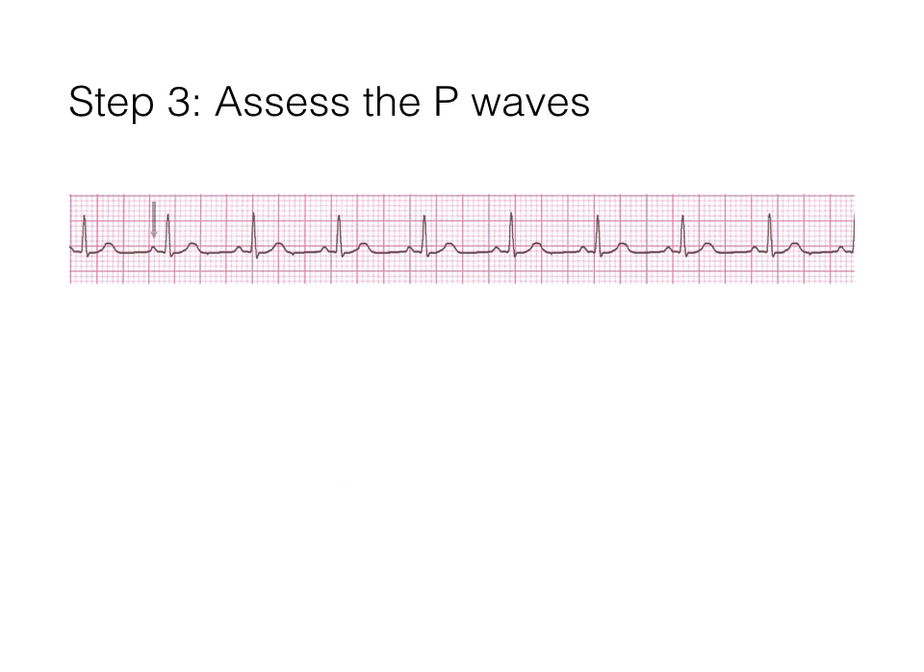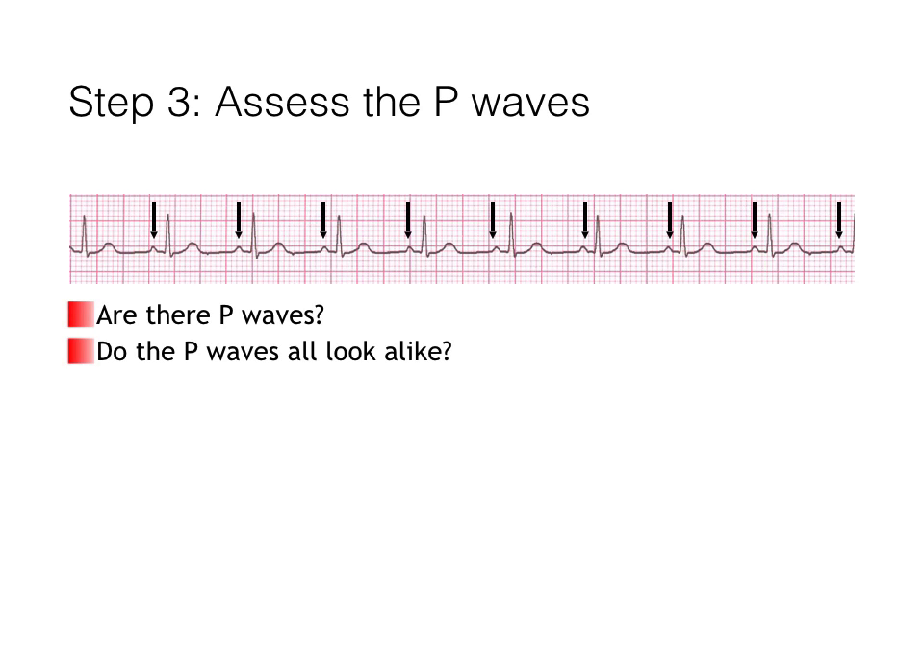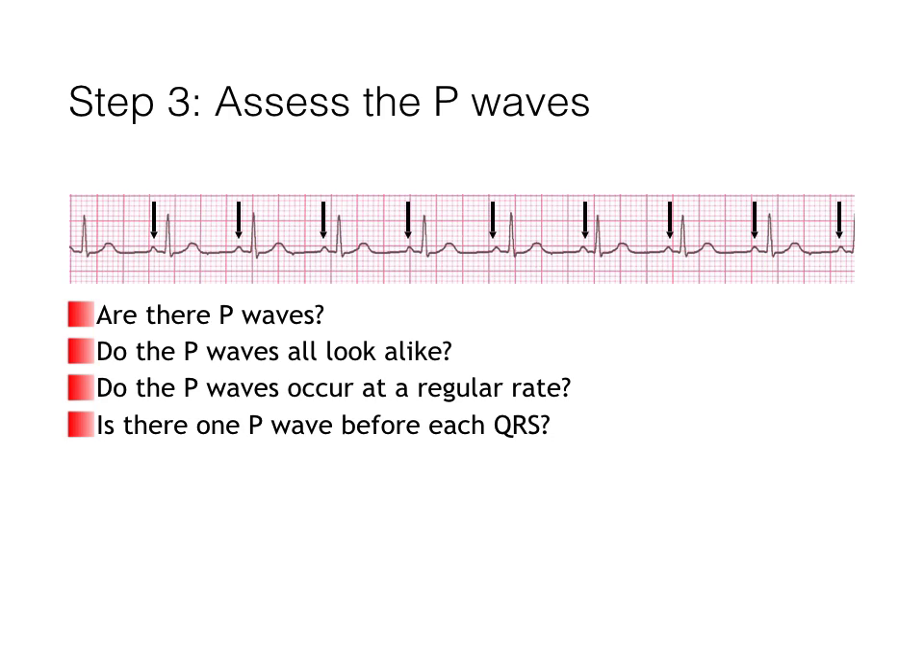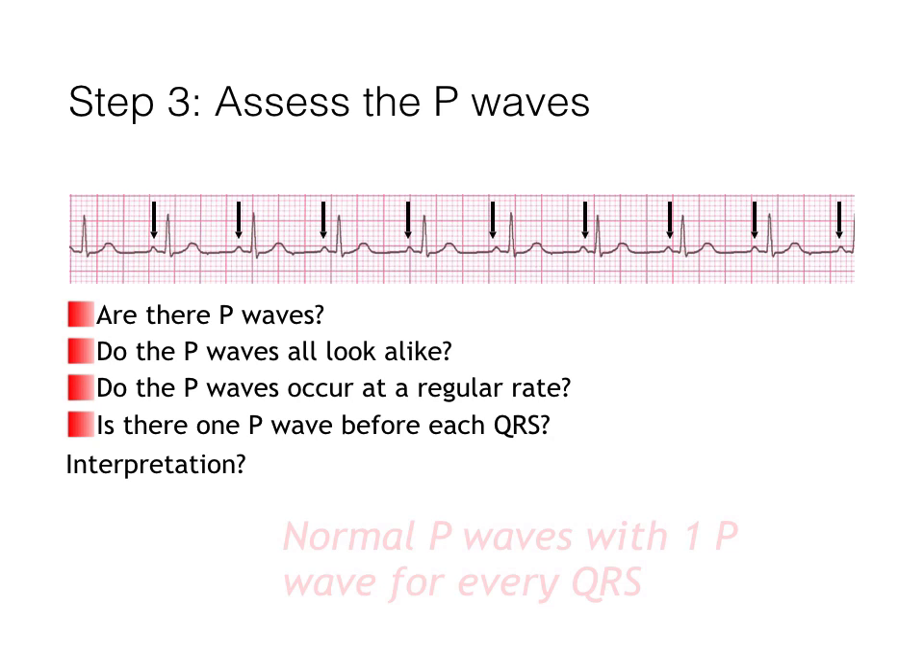Now we will assess the P waves. Are there P waves present or not? Do the P waves all look alike? Do the P waves occur at a regular rate? Is there one P wave before each QRS? What is your interpretation? Normal, with one P wave for every QRS.